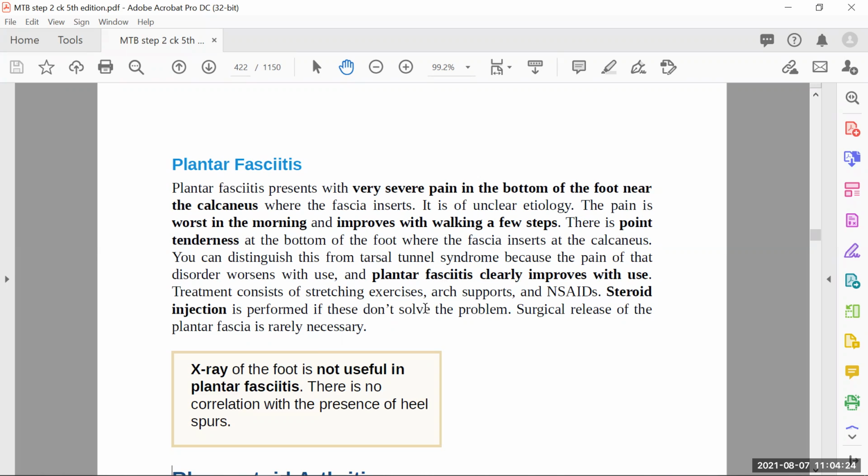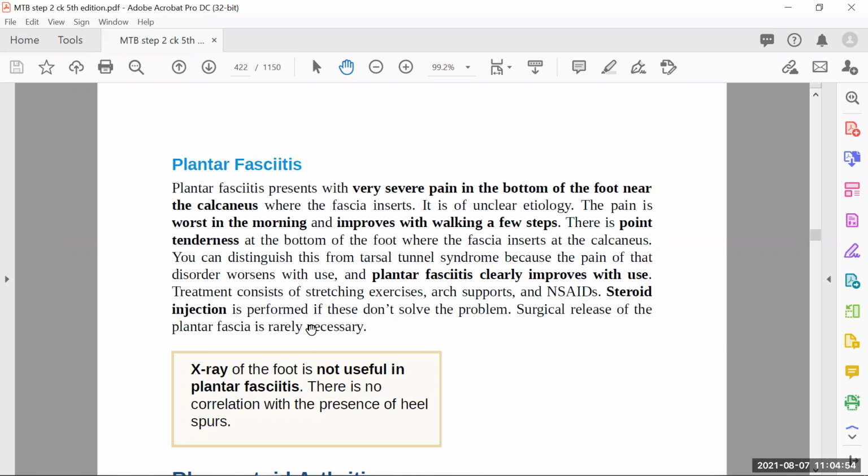Treatment consists of stretching exercises. Of course, it's a tenderness in the Achilles tendon, so we'll ask for stretch exercises. We'll give arch support. We will advise some medicated shoes for these patients, and NSAIDs if inflammation is there; you can go for supportive treatment. A steroid injection will act like magic. But of course, it's not a very good choice to give a steroid to everyone. If these don't solve the problem, then only you can go for steroid.